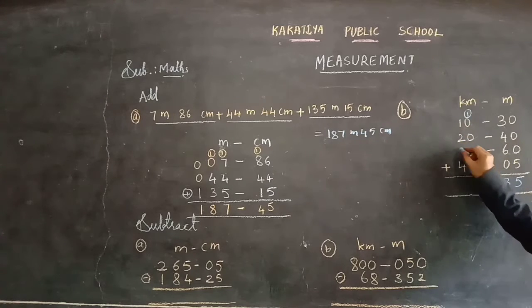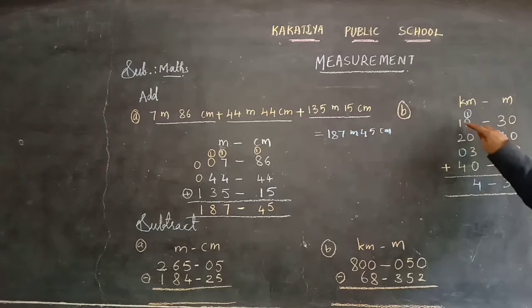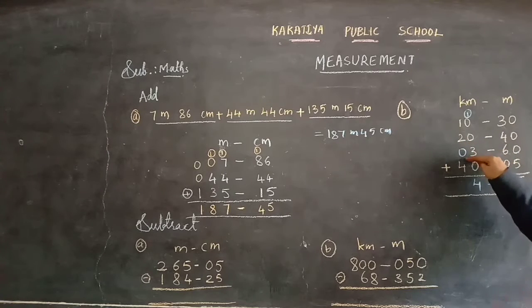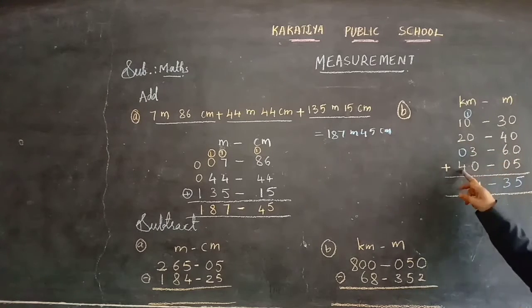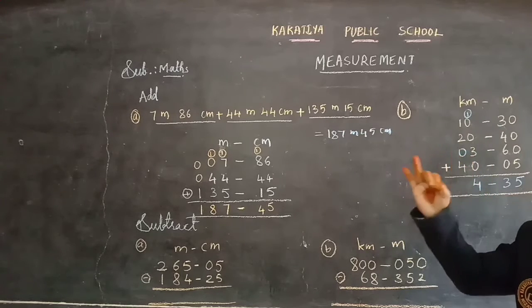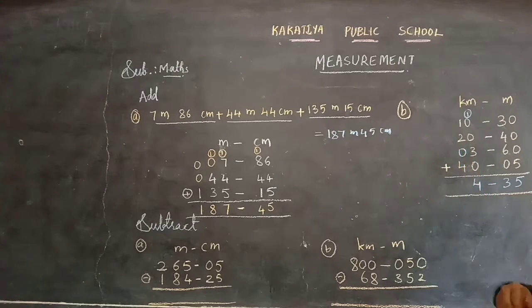Here nothing is there, means you can take it here in this place 0. So 1 plus 2, 3. 3 plus 0, 3 itself. And 3 plus 4. 3 after 4, children. So 4, 5, 6, 7. So 7 they are getting.